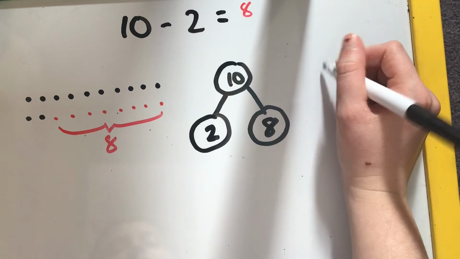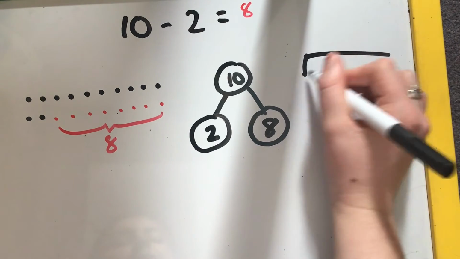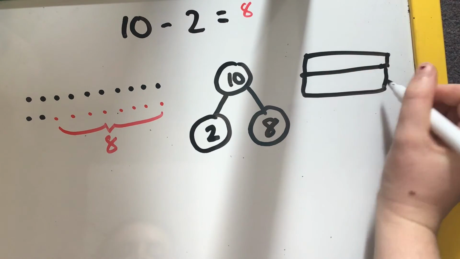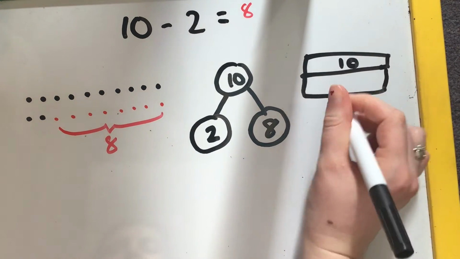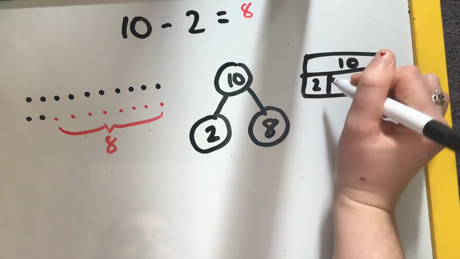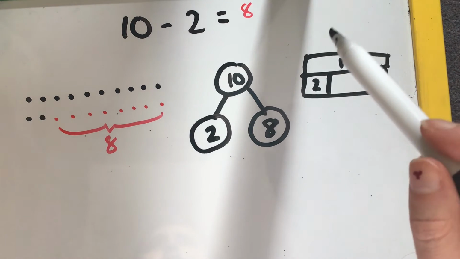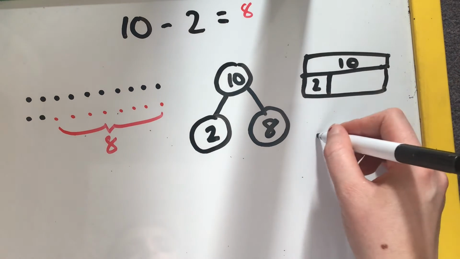Another method we could use is the bar method. Again, I don't have a ruler, so I can't draw it out neatly, but you would hopefully have a ruler. So you have 10 at the top, and then you find your 2. Now remember, if you have the boxes, it's a lot easier to do, but you could draw it out as dots.